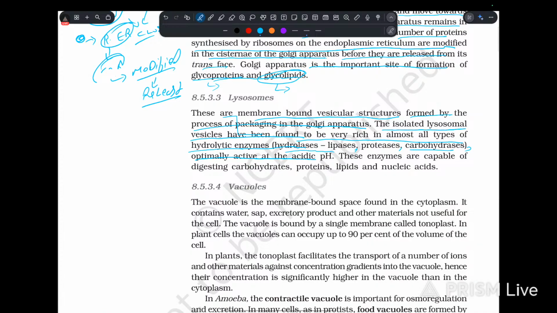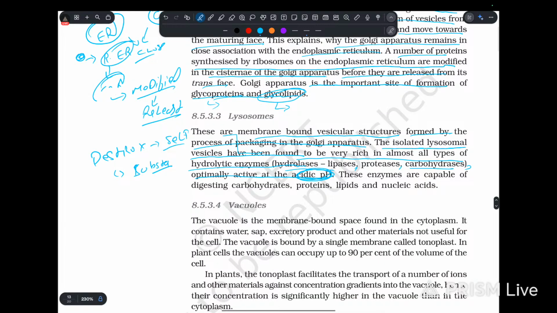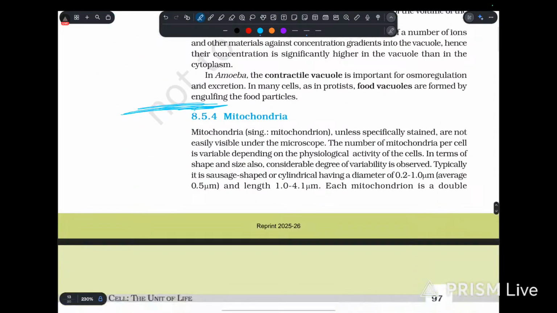And they are optimally active at acidic pH. Okay, and if they are active at acidic pH, what is the nature inside the lysosome? It is going to be acidic pH, because they are not active in a normal cell. In a normal case, they are activated only when a cell wants to destroy itself or a cell wants to destroy some particular substance. Then either the lysosome will be sent to it or the particles will be sent to the lysosome for destruction. Okay, these enzymes are capable of digesting carbohydrates, proteins, lipids, and nucleic acids.